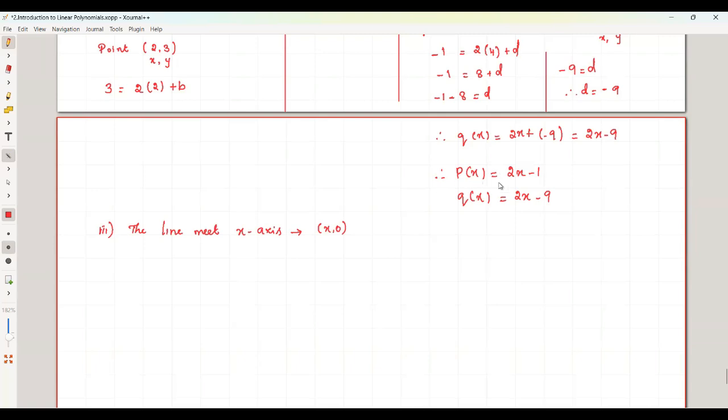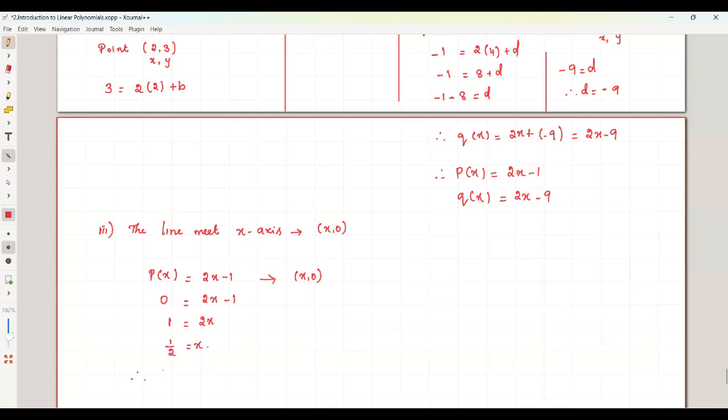First take p of x, the polynomial p of x, which is given as 2x minus 1. The point is x comma 0, this is the x value and y value. So in the place of p of x, we take 0. 0 is equal to 2 into x minus 1. Take this 1 to this side, so minus 1 becomes plus 1. 1 is equal to 2x. Take this 2 to this side: 1 by 2 is equal to x.